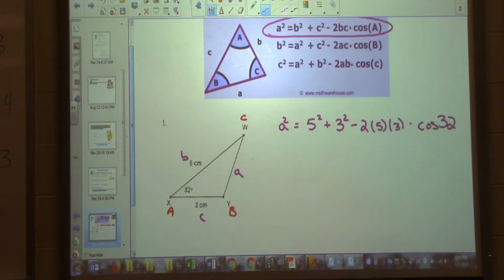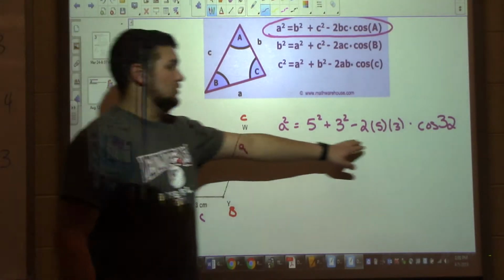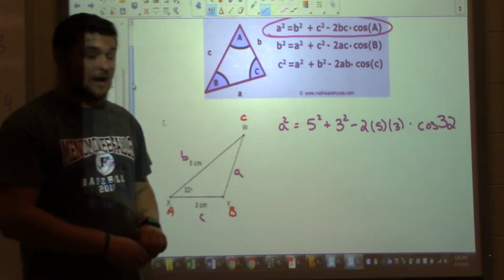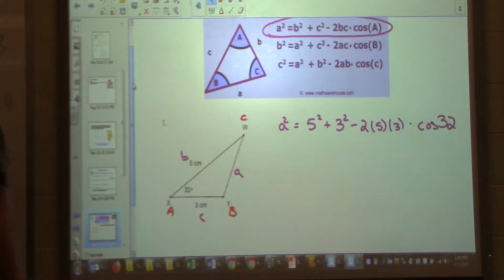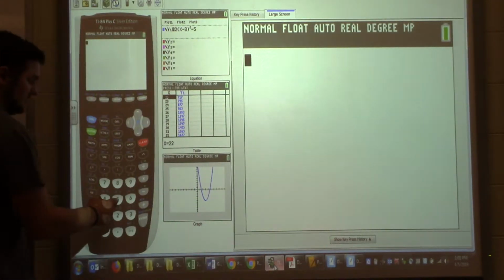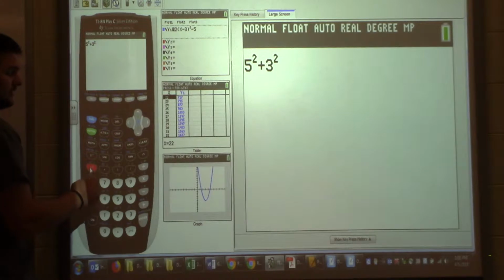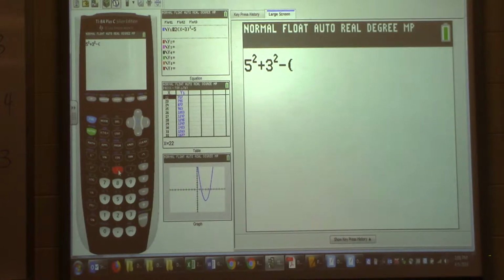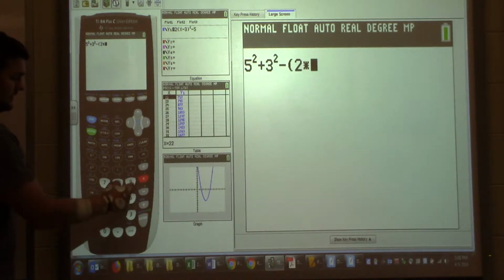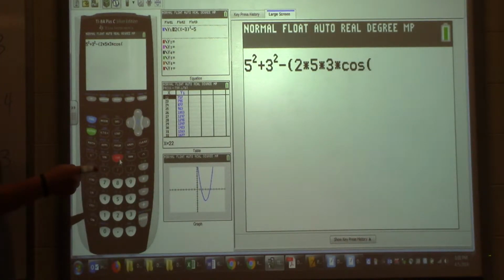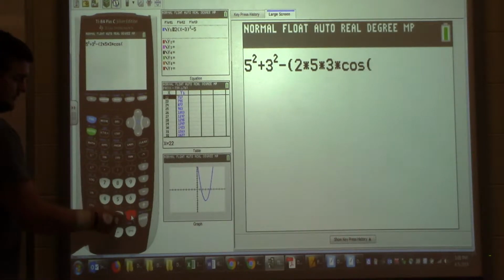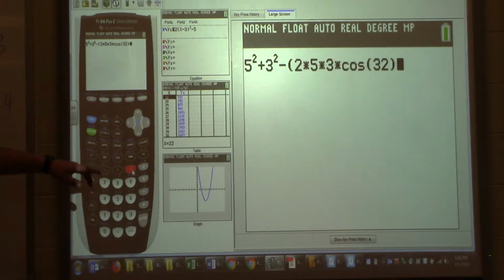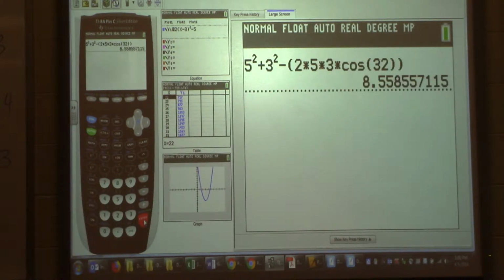Any questions about that? Honestly, once you're right here, you can plug this whole thing into your calculator. Now, what I would say is be careful when you're plugging in your calculator though. I would do 5 squared plus 3 squared minus, and in parentheses, 2 times 5 times 3 times cosine of 32. So once you have your law of cosines written out there, you can put it in your calculator, and boom.